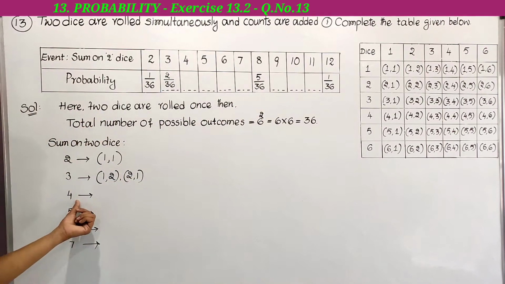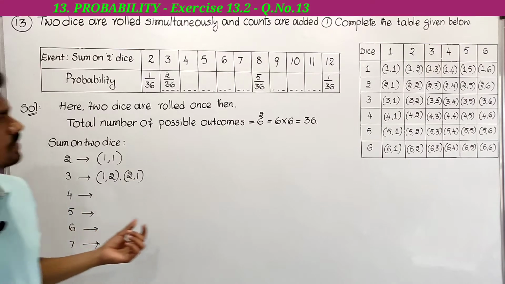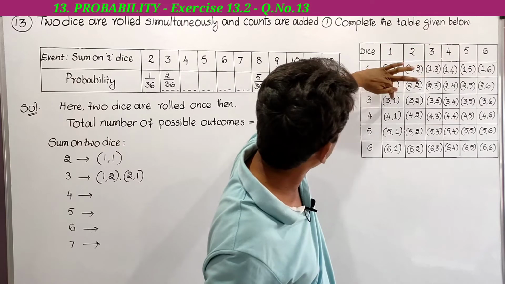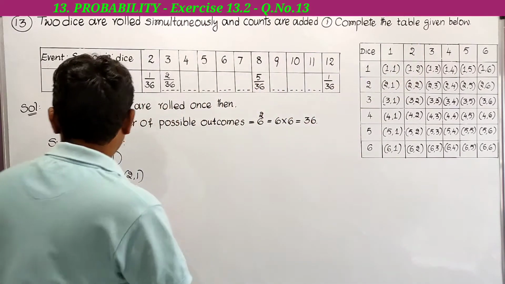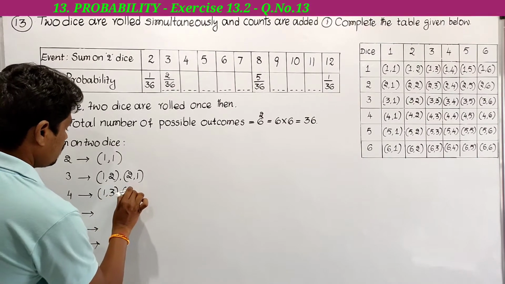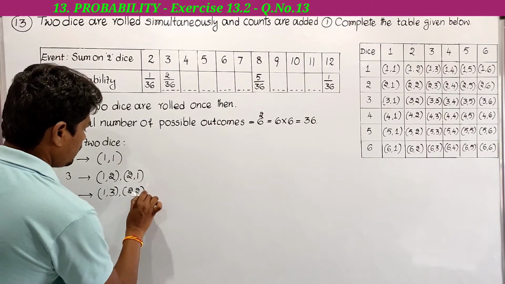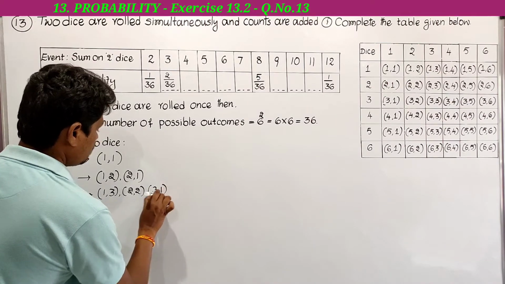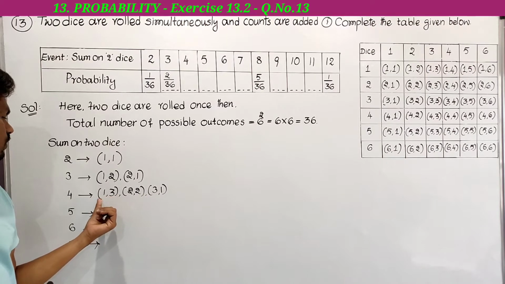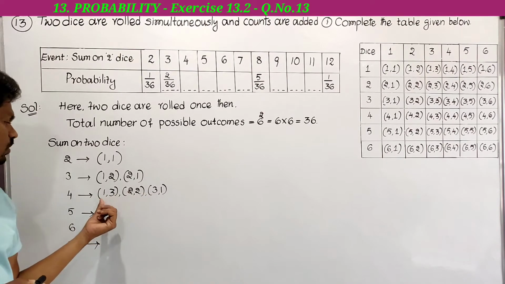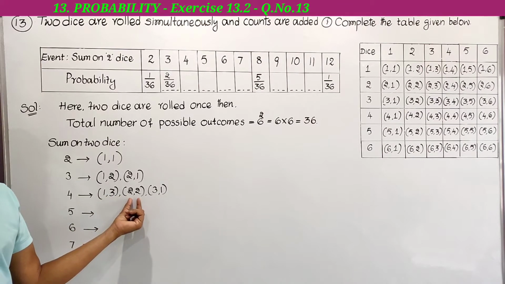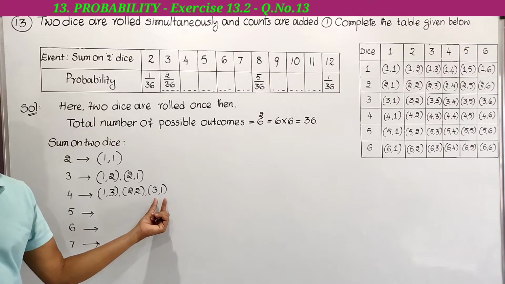So next, 4, the sum on two dice is 4. Here 1,3, 2,2, 3,1 again give 4. So the possible outcomes where the sum on two dice is 4 are 1,3, 2,2 and 3,1. These three are the favorable outcomes to get the sum on two dice as 4: 1 + 3 is 4, 2 + 2 is 4, 3 + 1 is 4.